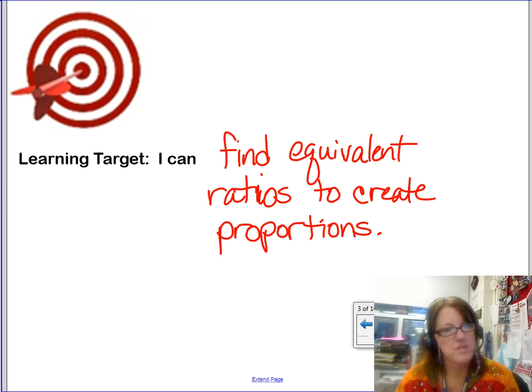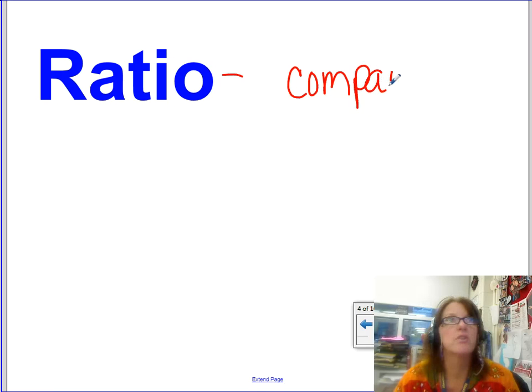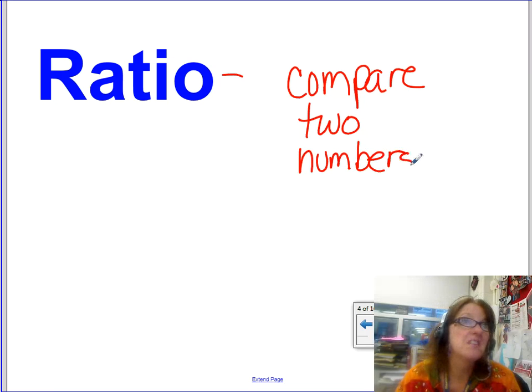Now, I suppose as we venture in here, we better make sure that you understand these words that we are using in our learning target. So here's the first one, ratio. Ratio is simply a term that we use that means we are going to compare two numbers. And actually, it could be variables as well. So we're comparing them.